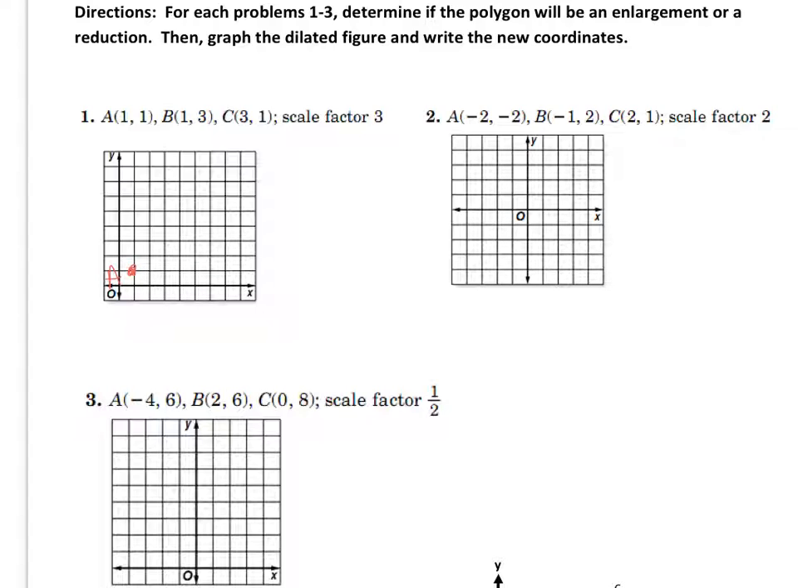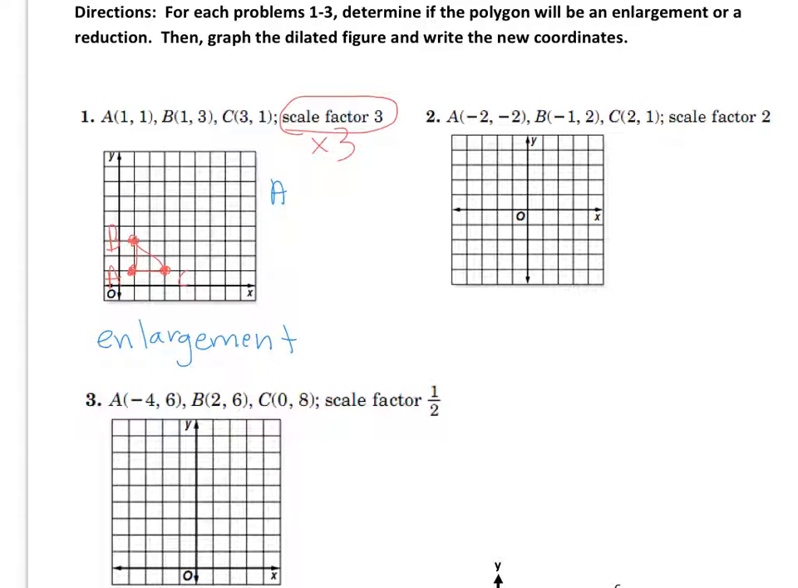B is at 1, 3. And C is at 3, 1. My scale factor is 3. In other words, I'm getting 3 times bigger. So this is going to be an enlargement, and I'm going to multiply every coordinate by 3.